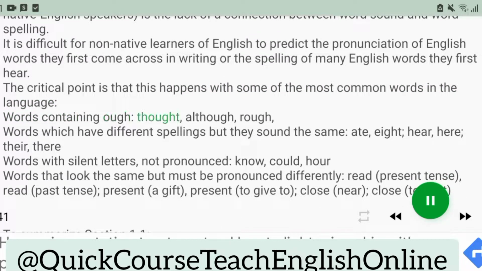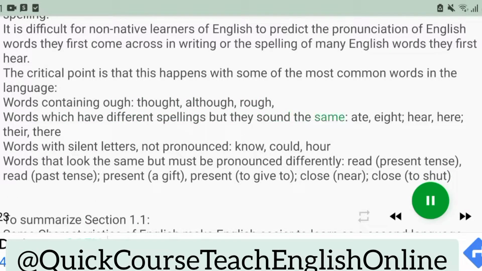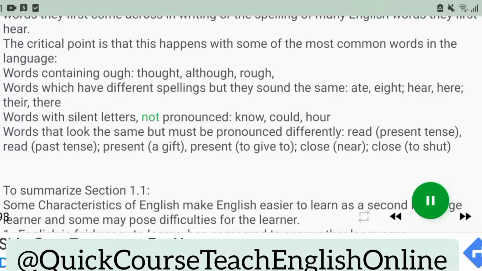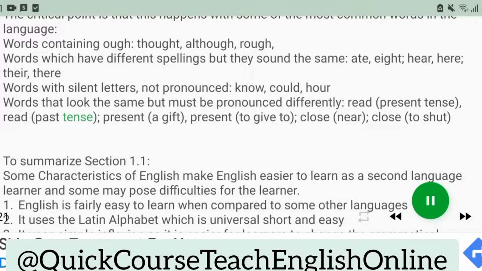Words containing ough: ought, though, although, rough. Words which have different spellings but sound the same: ate, eight; here, hear; there, their. Words with silent letters, not pronounced: know, could, hour. Words that look the same but must be pronounced differently: read, present tense, read, past tense. Present, a gift, present, to give. Close, near. Close, to shut.